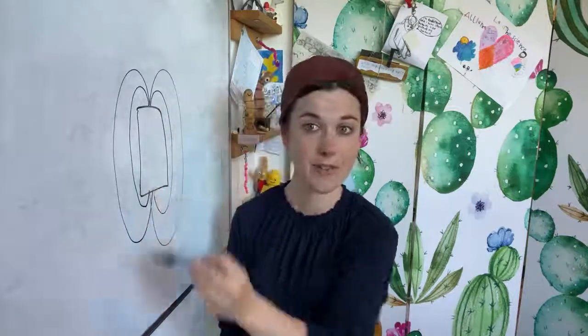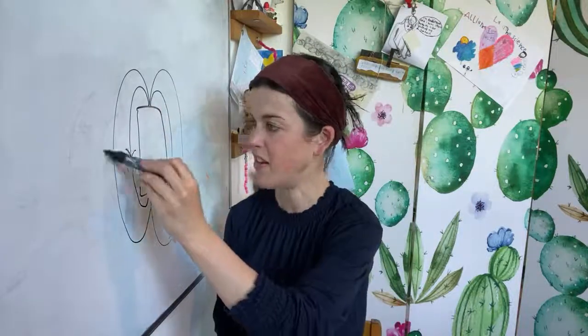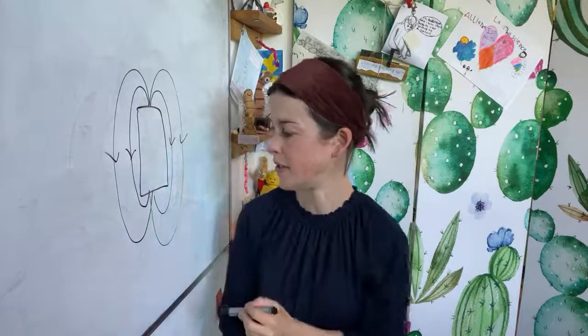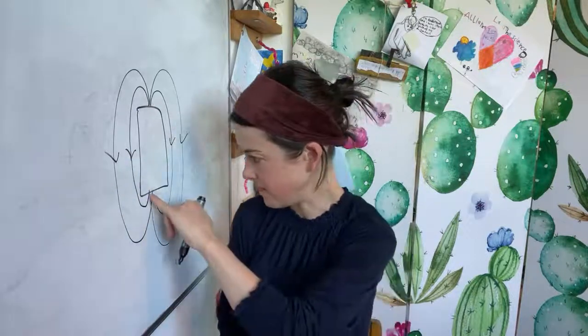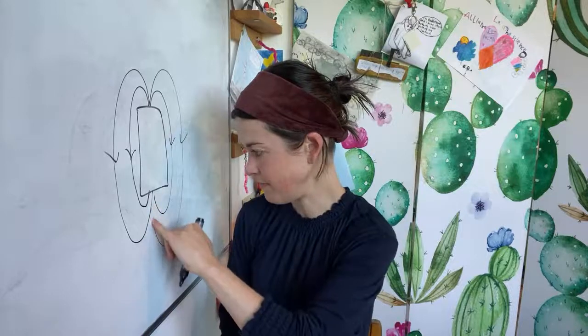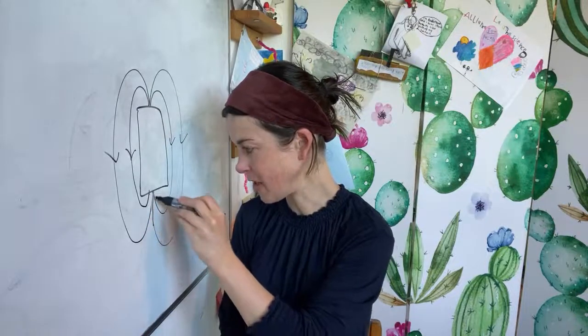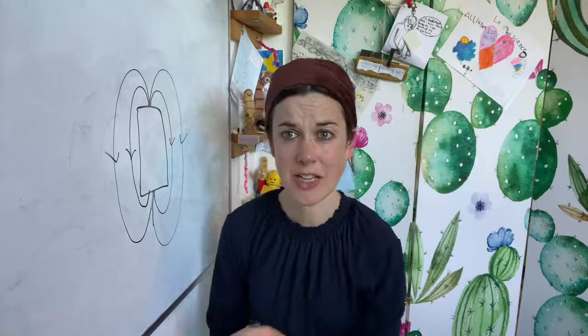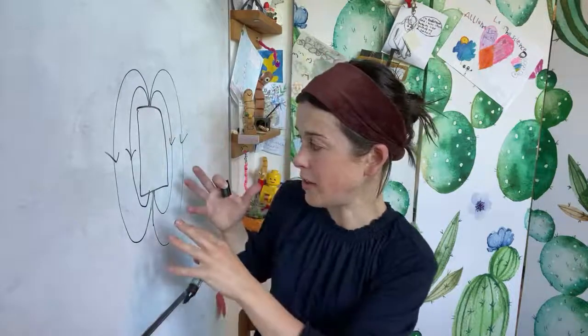These are called magnetic field lines, so you can draw what direction they're going in if you want to, if you get to GCSE. And how it works is the closer the magnetic field lines are to each other, the stronger the magnetic field is.